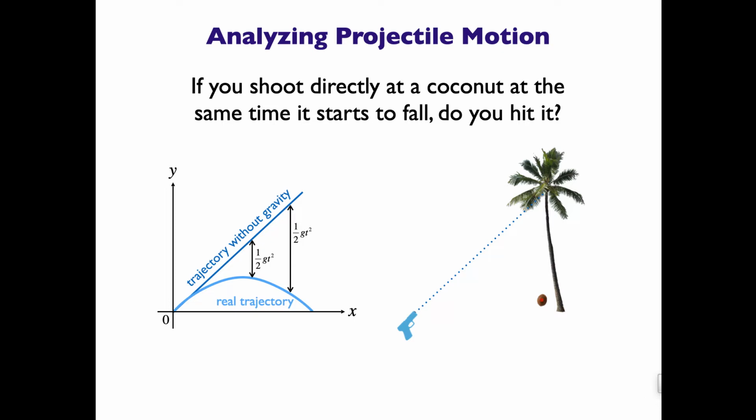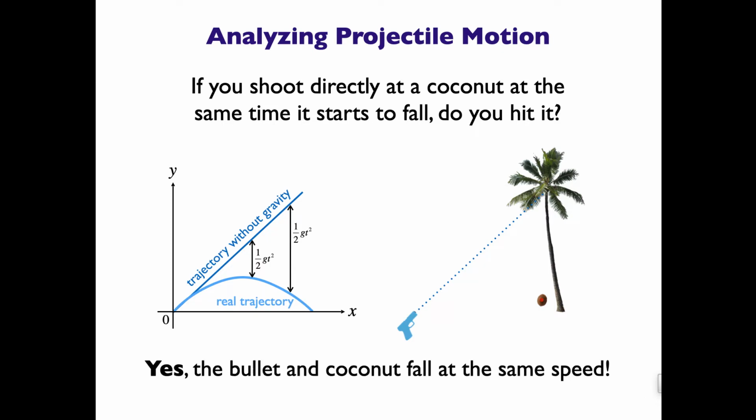Now, it's pretty hard to get a coconut to fall at the exact same time you fire a bullet, but we know just by watching the feather bowling ball thing that if they both start to fall, they should fall at the same rate, okay? And because they fall at the same rate, as long as they both start their fall at the same time, they should intersect. Yes? Wouldn't it depend on the speed of the projectile?